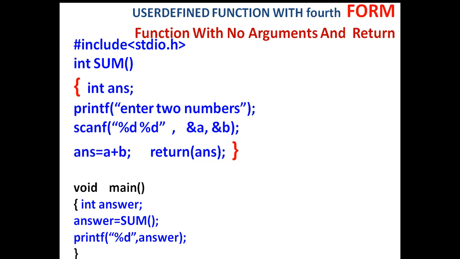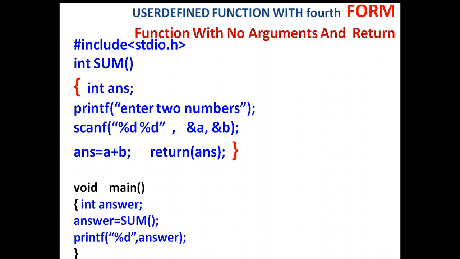And in main, we will call this function. We have taken an int answer variable for storing the answer that will be returned by the sum function. So in the second statement, we are calling this function. Whenever we want to use this function, we write a calling statement, and then the returned answer will be stored into the answer variable. Then that answer will be printed.